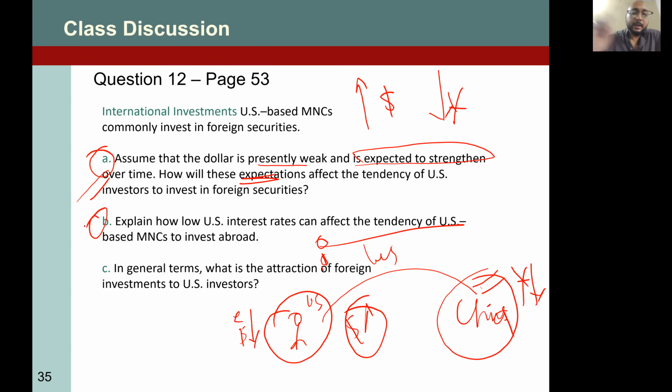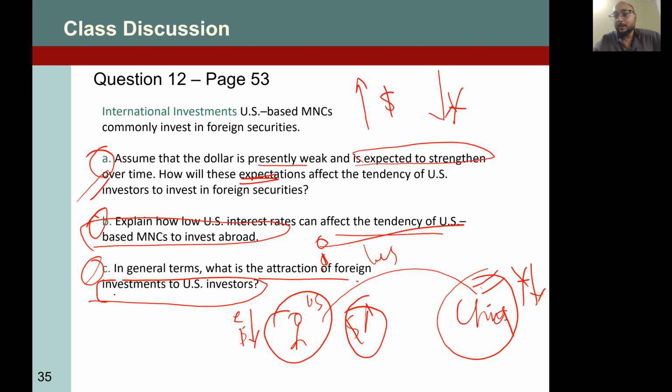Number two, explain how low interest rates in the US can affect the tendency of US-based MNCs to invest abroad. Similarly, if right now the rates are low, what are the tendencies? The tendency is higher that people will go to the country which offers you a higher return, a high interest rate. Simple.